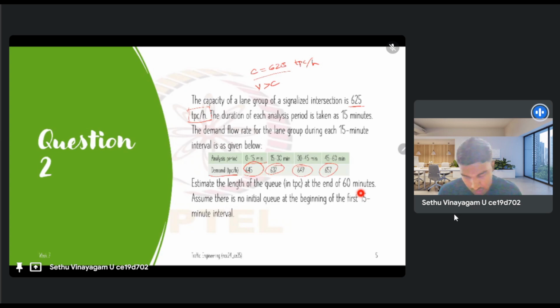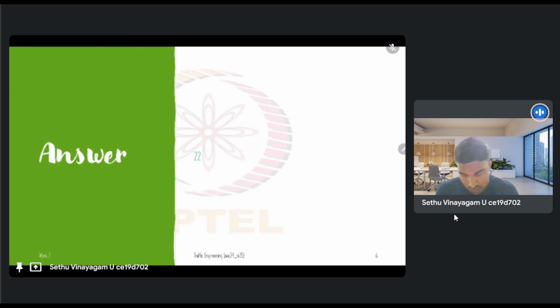We have to estimate the length of the queue, not for each period, but after 1 hour: what is the total queue length? That's what we want to find. Given that initially there is no queue, at the start, 0, there was no queue, but during the analysis period, because V is greater than C, the queue is going to build up. After the 60-minute period, what is the queue length? The answer is 22, but how do we get that?